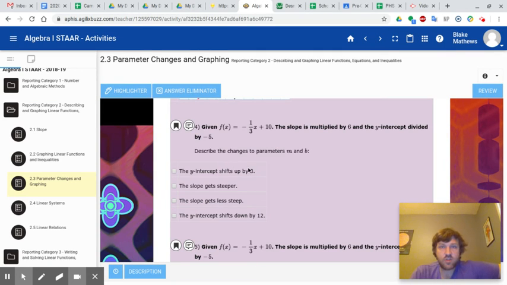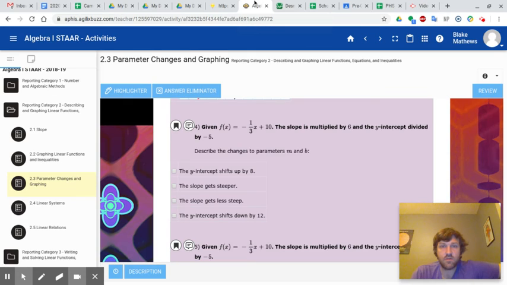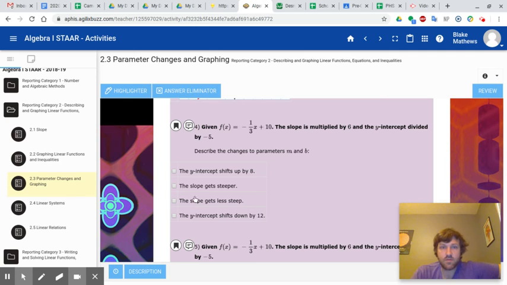The y-intercept shifts up. No, actually, the y-intercept went down between the 2 graphs. So that's not right. The slope gets steeper. This red line, yeah, it did get steeper. This blue line is much steeper. It's decreasing more quickly. So that's true. It didn't get less steep because we just talked about that.